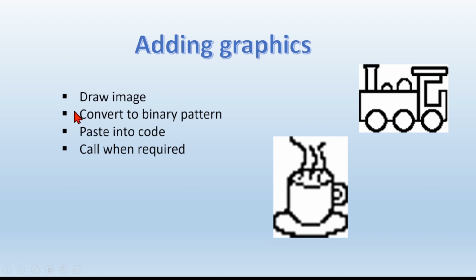Step 2 is to take that same image and convert it into its binary pattern. In other words, what's going to be a black dot, a white dot, a white dot, a black dot and so on to fill in that graphic space. And once you've converted the image into its appropriate binary pattern of blacks and whites, we can paste that into the code of your IDE and it's available to be called up when required.